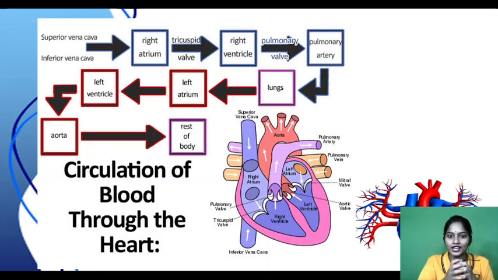To get oxygen, right? So first, all the impure blood, with the help of the superior vena cava and inferior vena cava, got collected in the right atrium, from which it went downwards to the right ventricle, and from there, through the pulmonary valve, it went to the pulmonary artery, which will take it to the lungs. From the lungs it got oxygen, and the pure blood will come to the left atrium, and from the left atrium it will go to the left ventricle, and from the left ventricle it will move to the aorta.